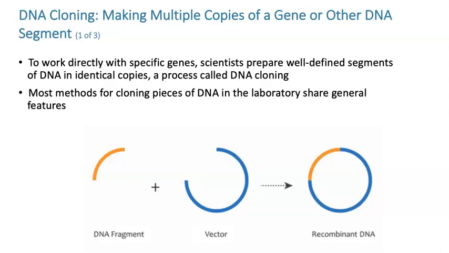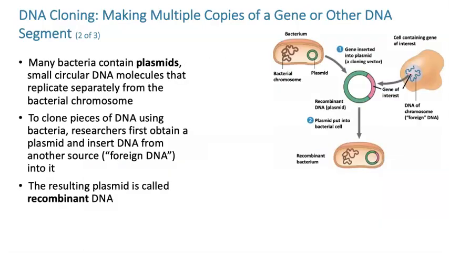Most methods for cloning involve two separate pieces of DNA. We have the DNA fragment in yellow right here. This is the fragment that we're interested in. And we have the vector. A vector is not interesting at all to the biologists, except for the fact that the vector can bind to the DNA fragment and make something called recombinant DNA. So those are the bits that we need to have in order to make recombinant DNA.